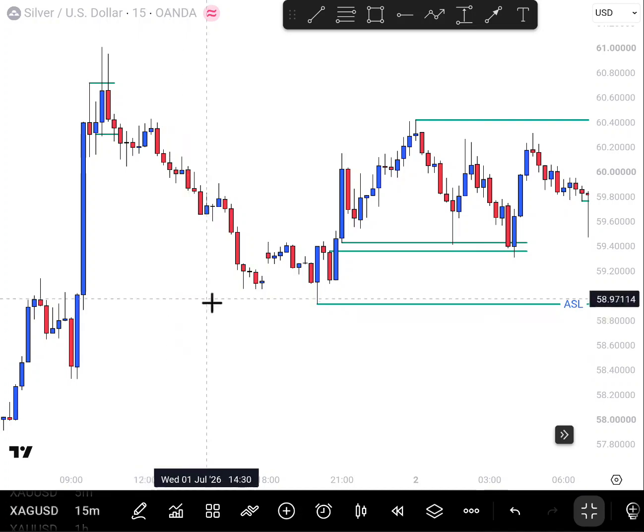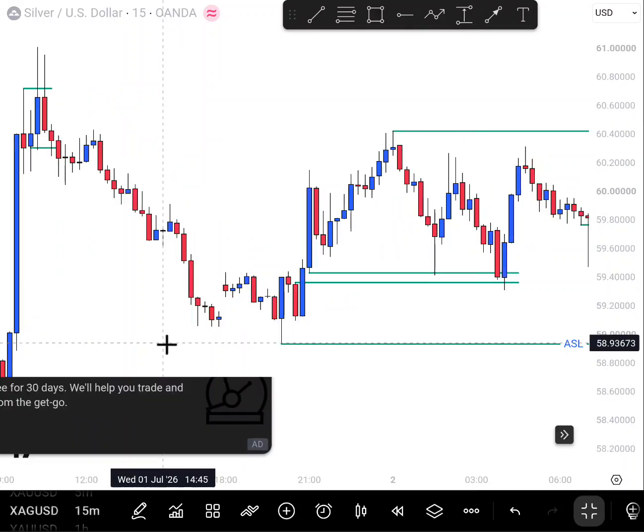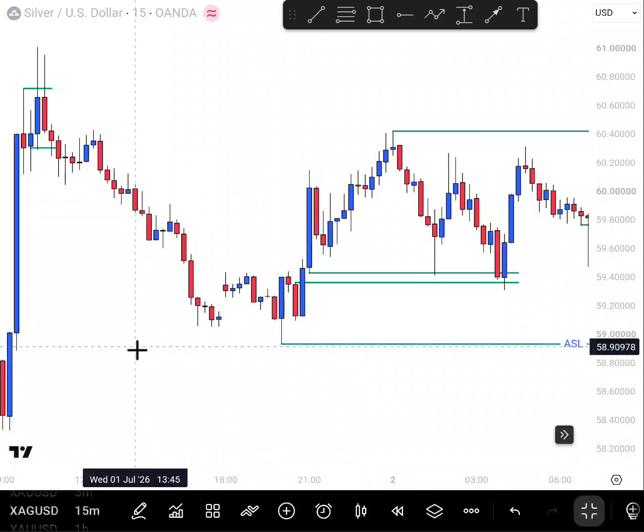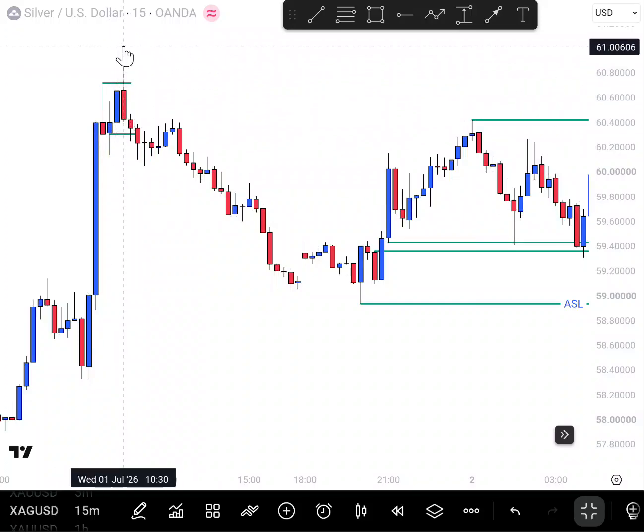I do that by identifying the most recent order flow leg or expansion swing. So in this case, this was the most recent order flow leg or expansion swing. It was from this swing low to this swing high.